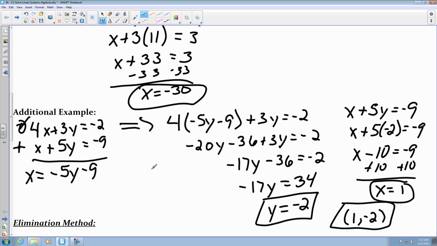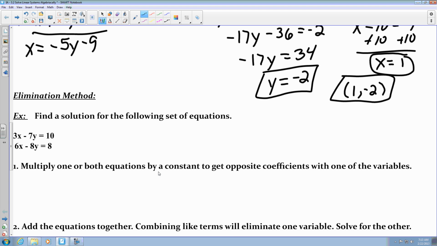The second method is the elimination method. So again, we're still trying to find a solution. It's exactly the same, we're trying to get the exact same result as we were doing with the substitution method. We're just doing it another way. First off, I have the equations 3x minus 7y equals 10 and 6x minus 8y equals 8. The first step I want to do is multiply one or both by a constant, which is a whole number, to get the opposite coefficients with one of the variables.